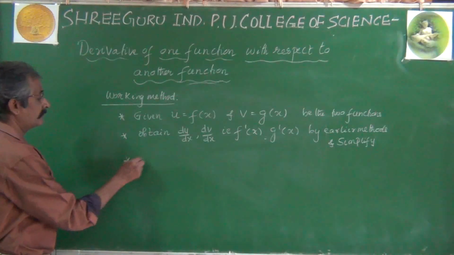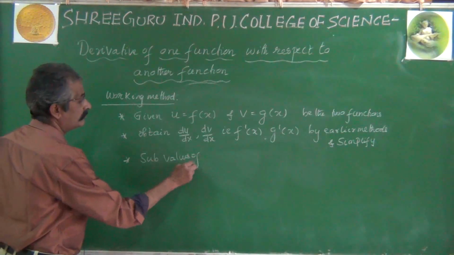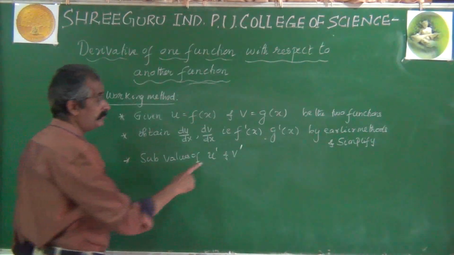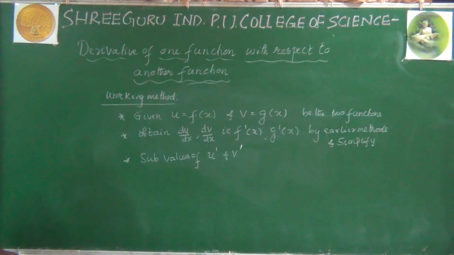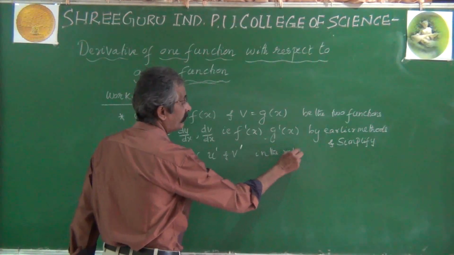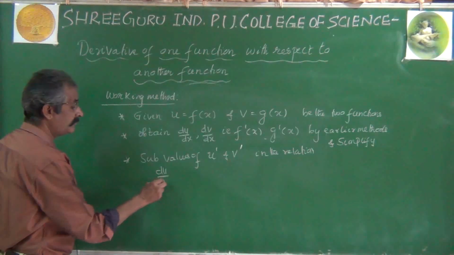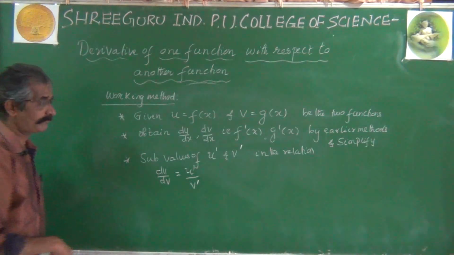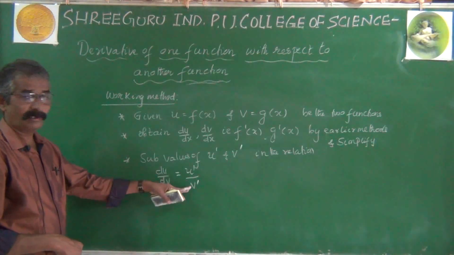After this, next step, substitute values of u dash and v dash. Keep in mind, u dash means f dash x, v dash means g dash x. Substitute values of u dash and v dash in the relation, namely du by dv is equal to u dash divided by v dash. So in this formula, substitute values of u dash as well as v dash.